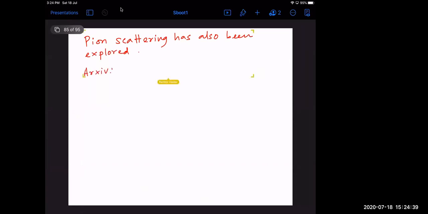In this paper, they explored pion scattering in detail. Just to mention, this numerical program by itself is not complete, especially in terms of constraints. What did it use? Let me say, the numerics.